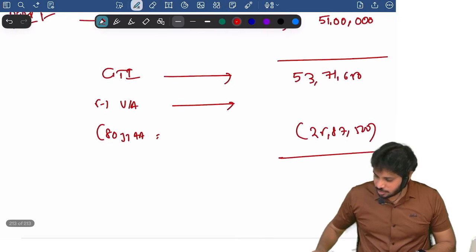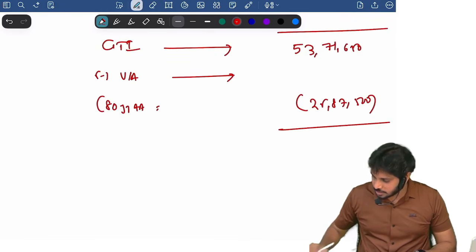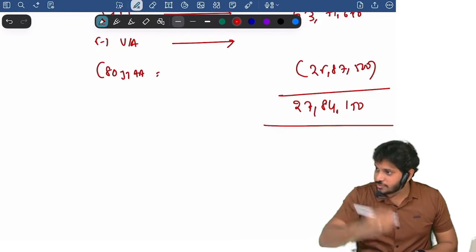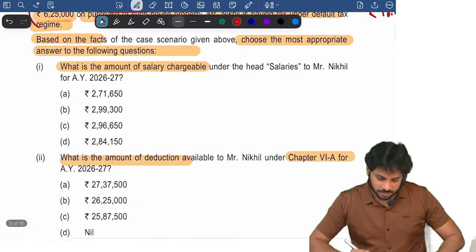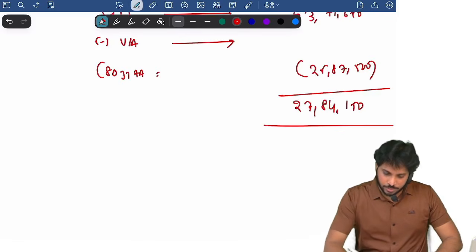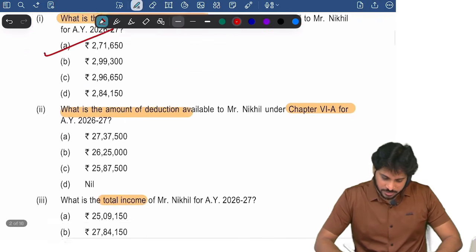So what is the net total income? What is the total income? 53 71 650 minus 25 87 500 is equal to total income 27 lakh 84,150. That's it. What are the questions they're asking? First one, income from salary. How much is the answer? We already computed 271 650. Yes or no? The answer is 271 650.